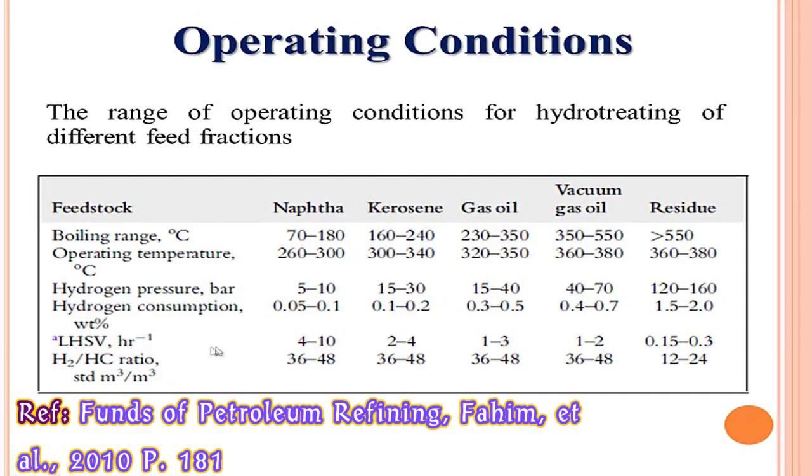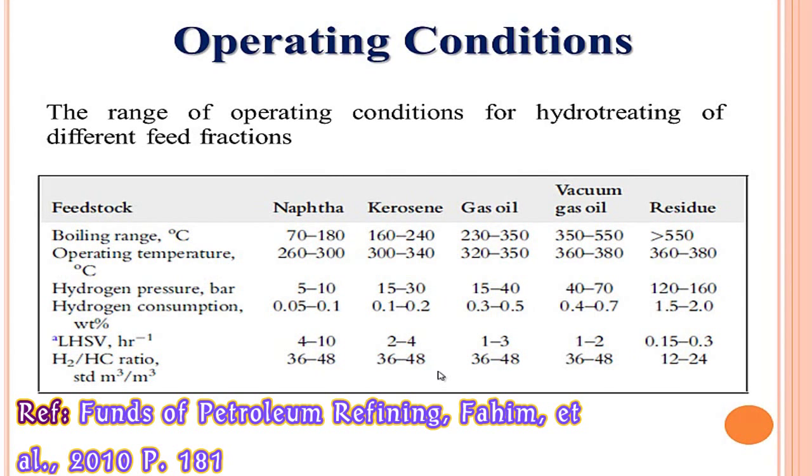Students need to think about what is meant by the LHSV equal to here, in the unit of a reciprocal term in the class. Moreover, you can see that hydrogen is fed in high excess according to the ratio of hydrogen and hydrocarbon. We need a huge ratio of hydrogen to hydrocarbon.